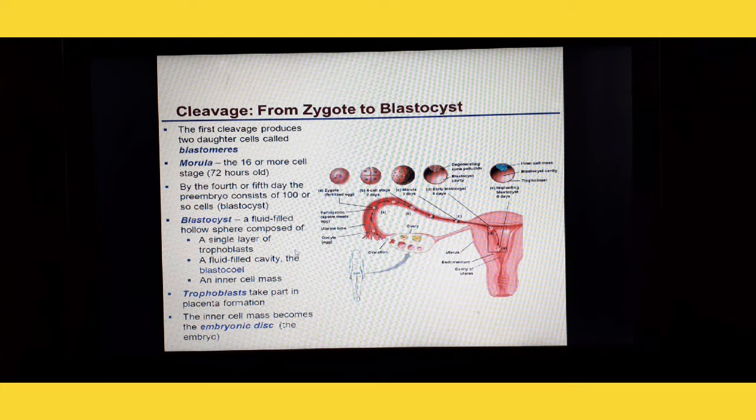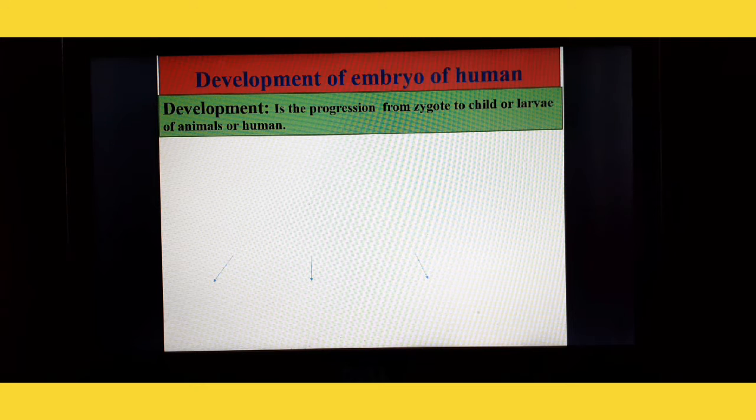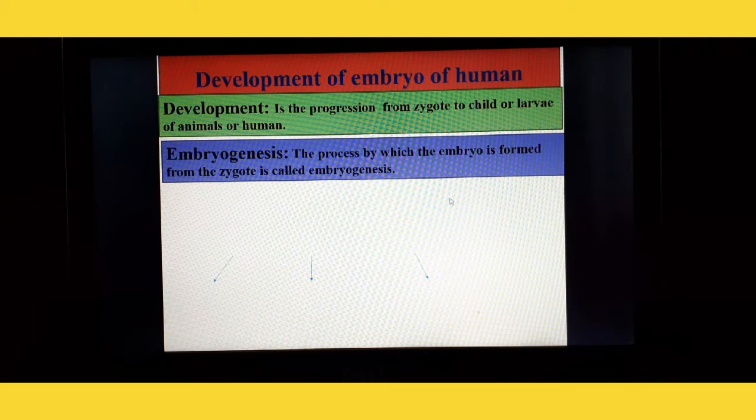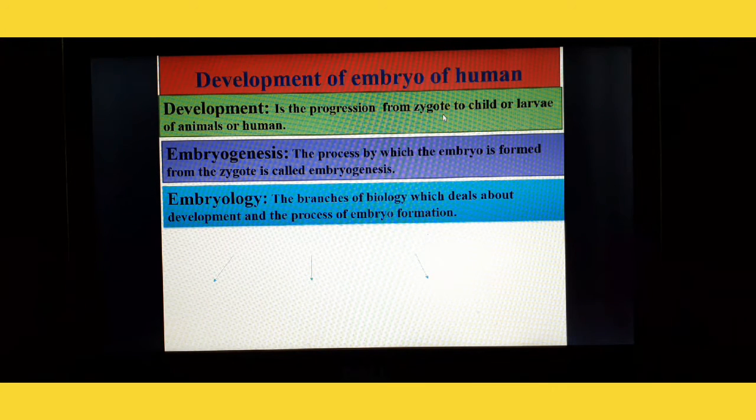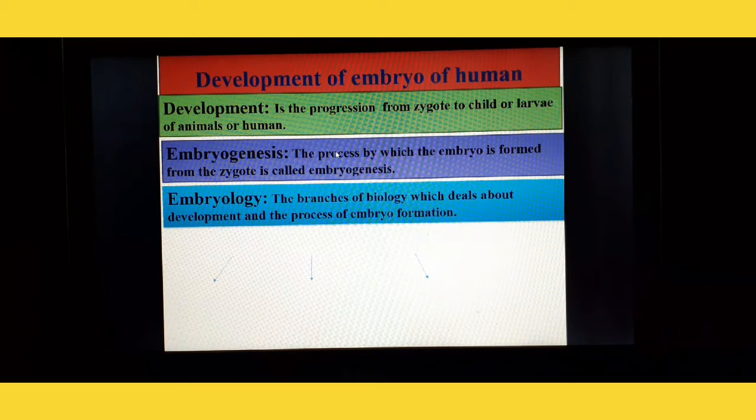Dear students, I have talked about this in the last slide, so you can watch it again and again. The next topic of our lesson: development of human embryo. Development is a word which can indicate the development of any kind of substances, processes, or things. In biology, development is a progression from zygote to child or larva of any kind of animal or human. Dear students, I repeat: development is a progression from zygote to child or larva of animals or human.